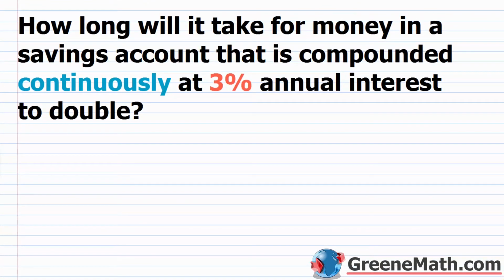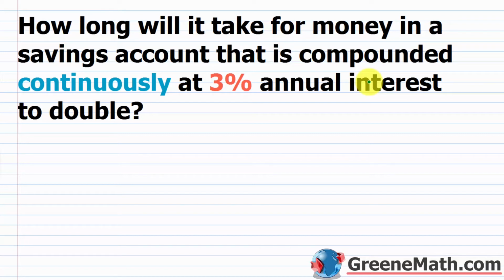All right, what I want to do now is look at a typical word problem that you're going to see in this section. And basically it goes like this. How long will it take for money in a savings account that is compounded continuously at 3% annual interest to double? So this is a very simple word problem to solve, but a lot of times if you haven't seen it before, you might get tripped up.